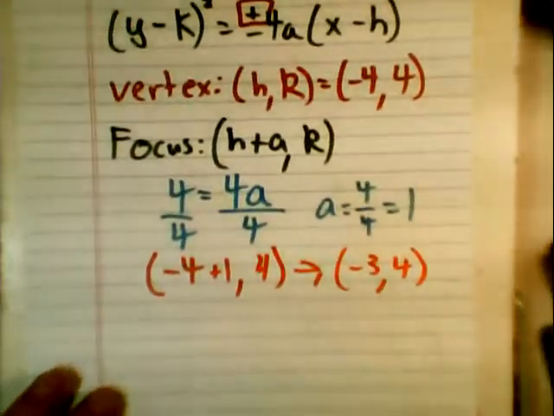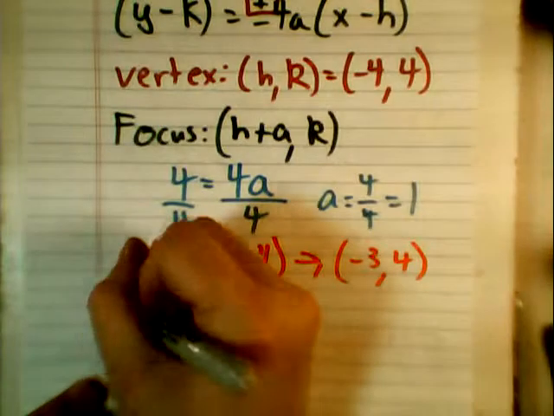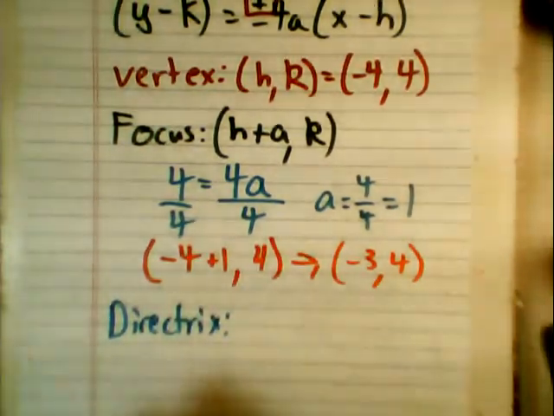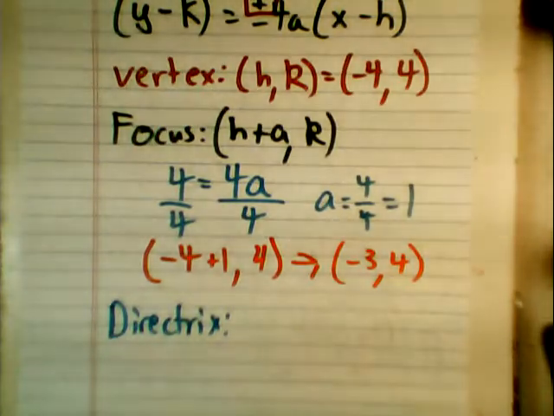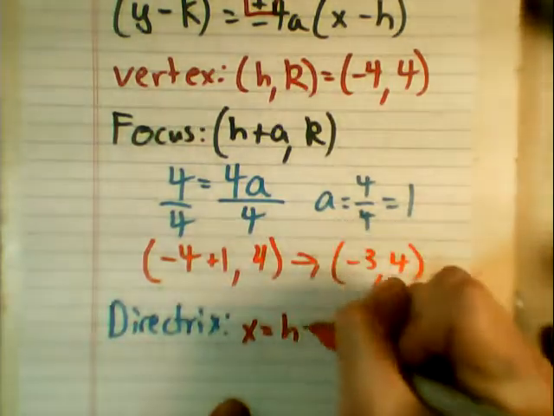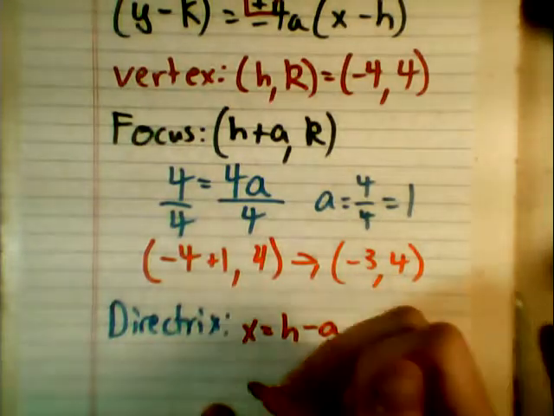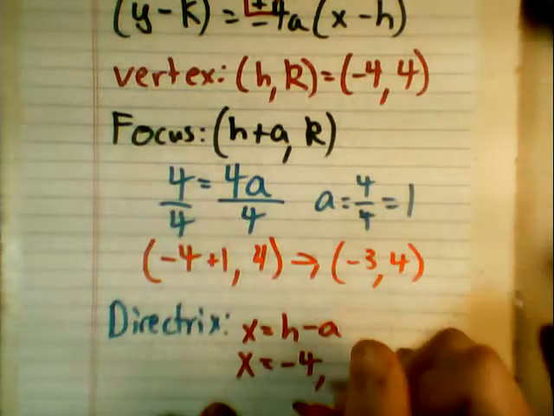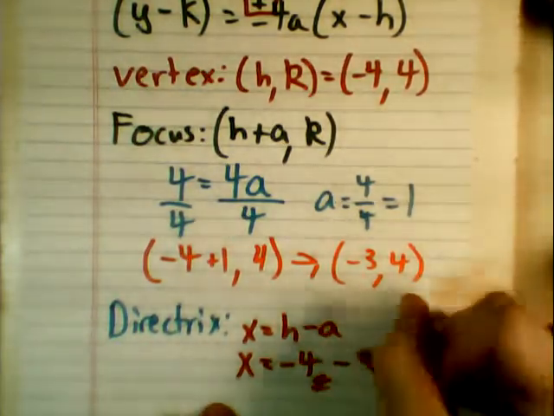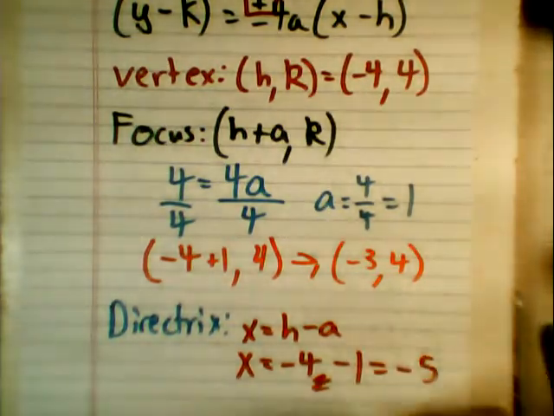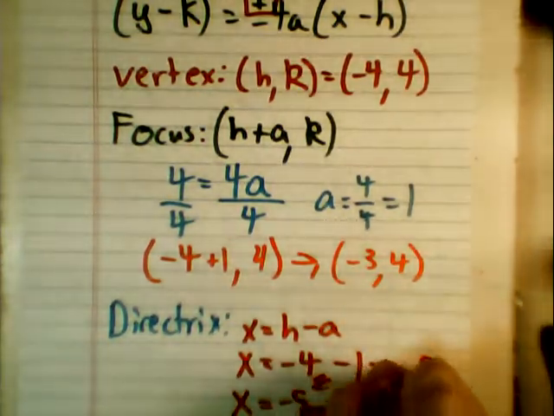Okay. A few more things. Let's find our directrix. Since we know that our equation is horizontally opening to the right, if we look at our formula charts, we know that our directrix can be found by x equals h minus a. We know our h and we know our a, so let's just plug it in. Our h was negative 4 and our a was 1, so that's going to be negative 4 minus 1, negative 5. So our equation for our directrix is x equals negative 5.